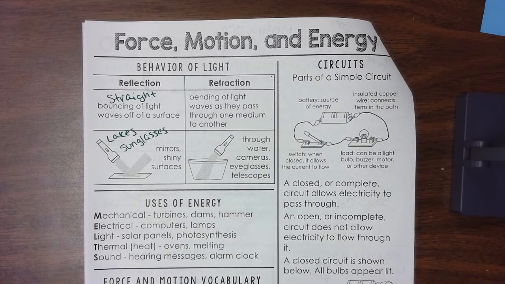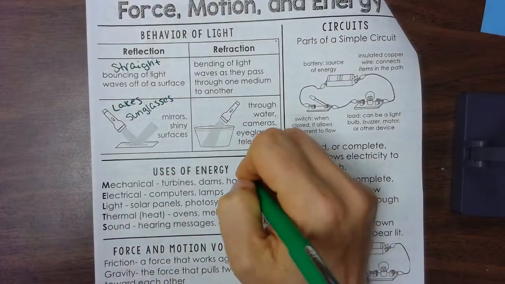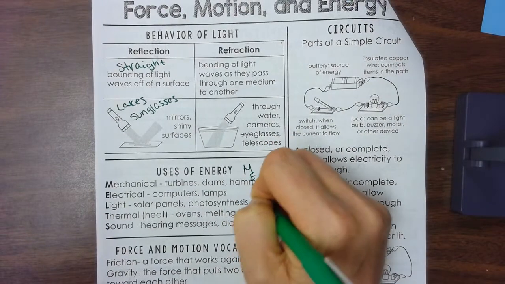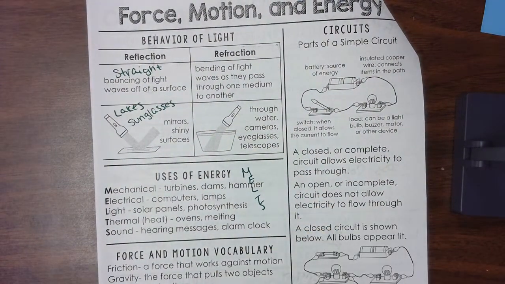All right, let's talk about uses of energy. MELTS, right? Mechanical, electrical, light, thermal, sound. Mechanical is anything that requires movement, right? So turbines, a hammer, you smacking on a hammer, you riding a bike. That's mechanical energy, okay? All that is just any kind of movement.